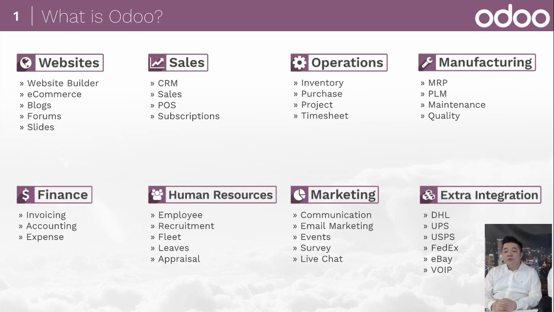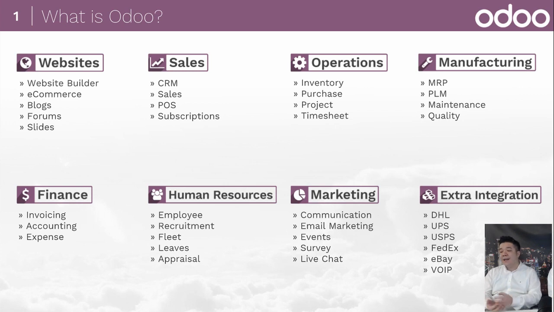We also have our human resource modules, where you can have your employee directory and recruitment process. You can manage your in-house vehicles internally, and all your employees can apply for their annual leaves, legal leaves, sick leaves, or compensation leaves, etc. And you can also manage appraisals within the Odoo system.